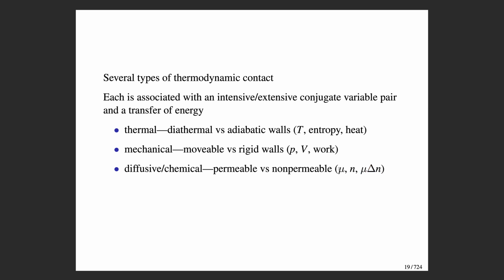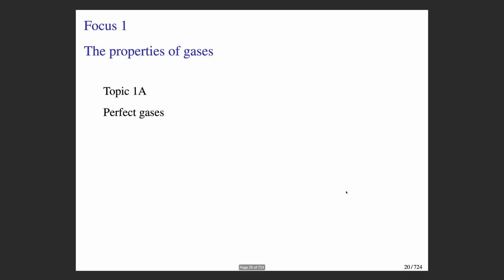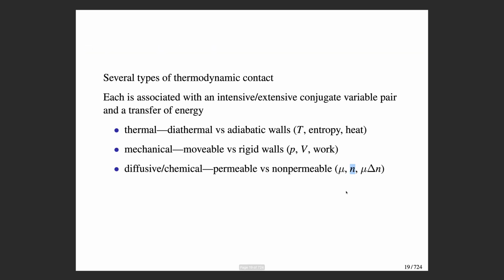That change will continue to occur until the two chemical potentials between the system and surroundings are the same, and as a consequence of that, the number of moles of that component in the system and surroundings will also change. Okay, so there's this underlying structure that's common between these three different types of thermodynamic contacts.